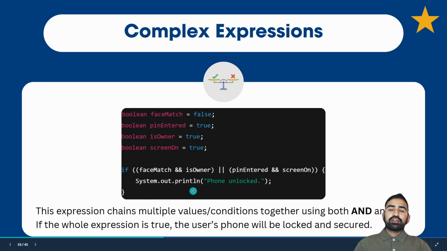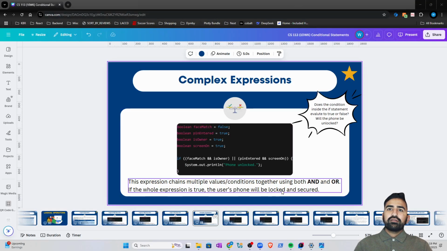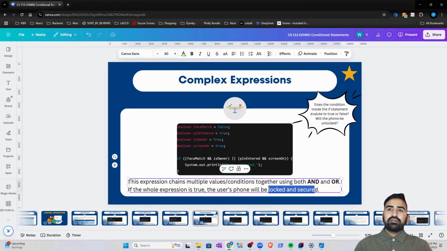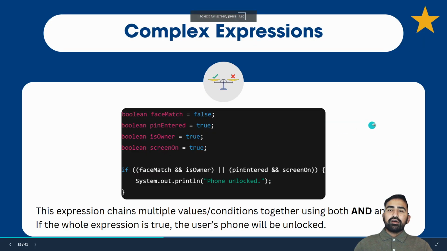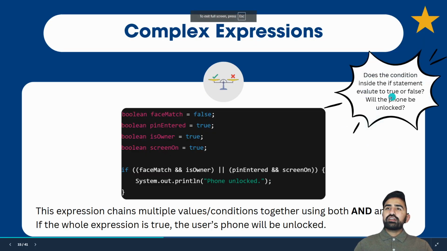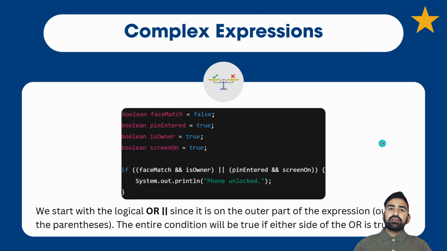So this expression chains multiple values and conditions together using and or. If the whole expression is true, the user's phone will be locked and secured. Or it should be unlocked, I should say. Bear with me for a sec. Okay. So does the condition inside the if statement evaluate to true or false? Will the phone be unlocked?